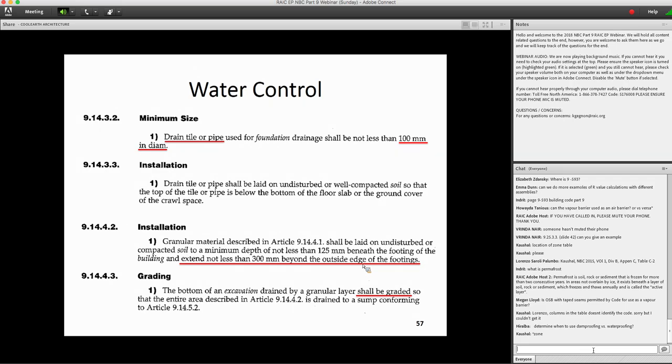And grading seems to be logical or kind of unnecessary to explain, but it is important to be explicit and to grade the interior area.